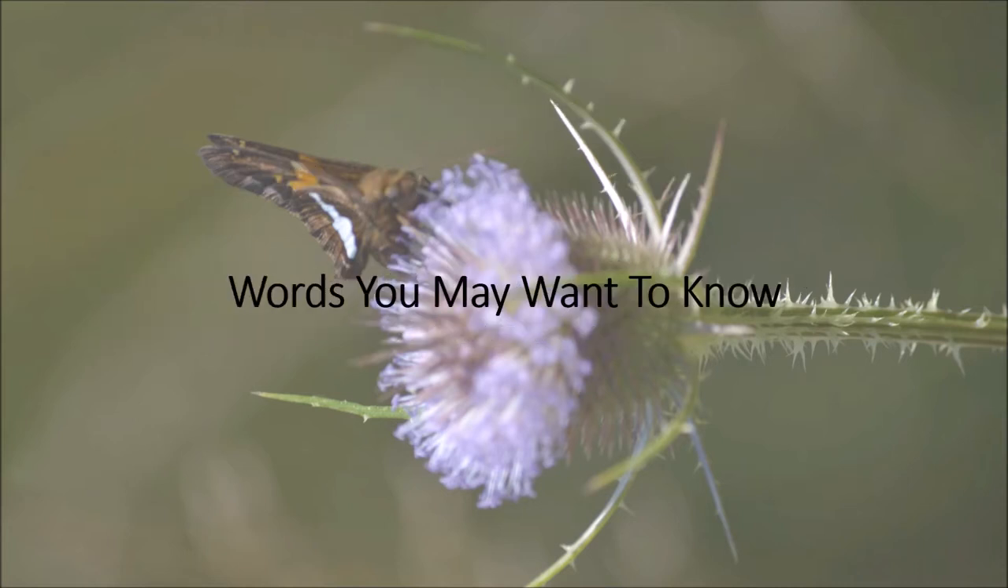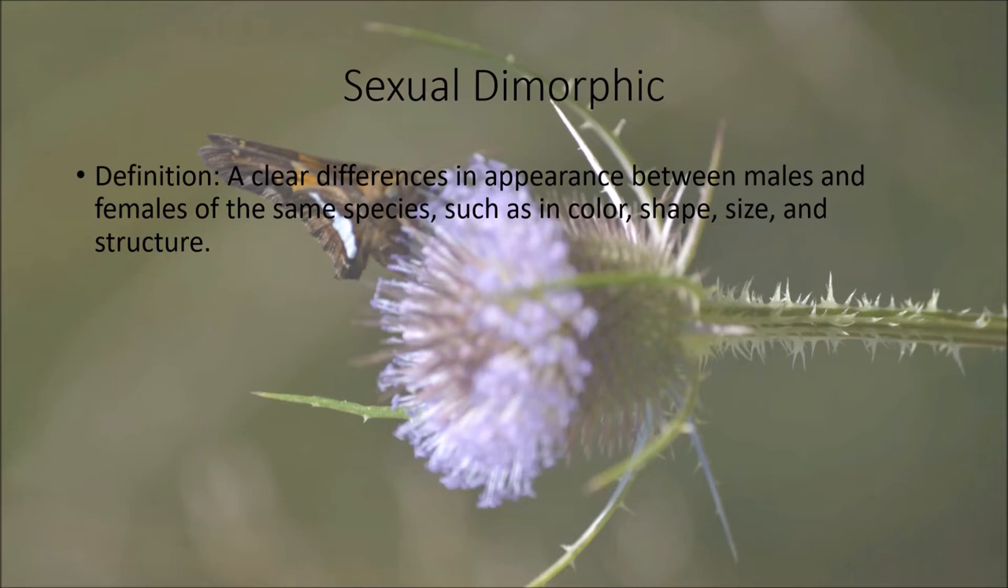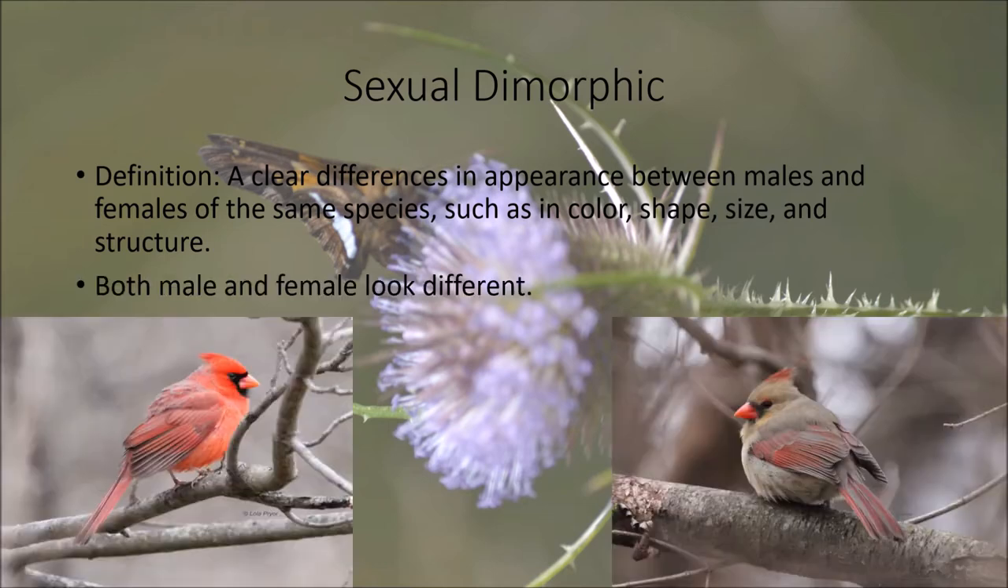Words you may want to know. The first word you're going to be hearing quite often throughout the rest of this episode is sexual dimorphic. What it means is a clear difference in appearance between male and female of the same species, such as color, shape, and structure. So basically it just means that both male and female look completely different. There's a lot of physical features that we can see. Cardinals are probably one of the best examples in Marion County. You've got the males who are bright red and the females that are dull brown.